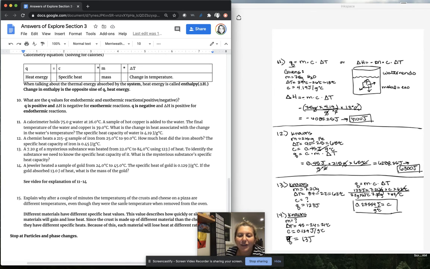All right, so now same equation again. This time we're trying to solve for mass. That's the only piece of information that we're missing. So for this problem, I'm going to use that same equation like I said before. Q is equal to M times C times delta T. Plug in my known pieces of information. We got 13 joules is equal to, I don't know, mass times my specific heat, which is 0.129 joules per gram degree Celsius times 21 degrees Celsius.